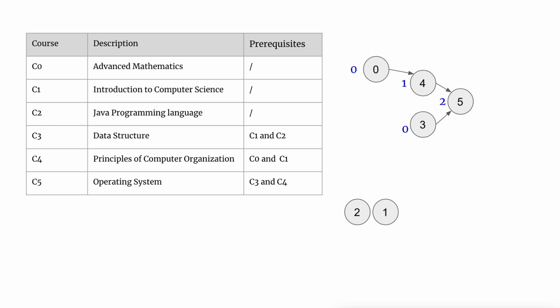I continue removing vertices with an in-degree of 0 from the graph. Let's say I remove vertex 1 and add it to our topological sequence. To update our graph, vertex 3's in-degree decreases from 1 to 0, vertex 4's in-degree decreases from 2 to 1.